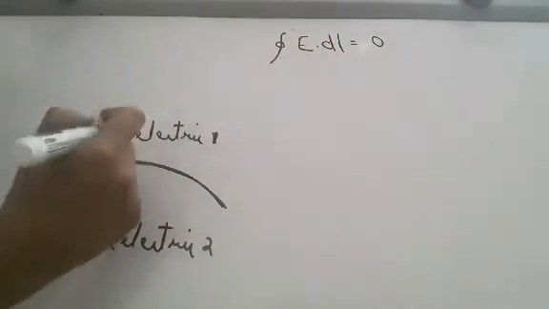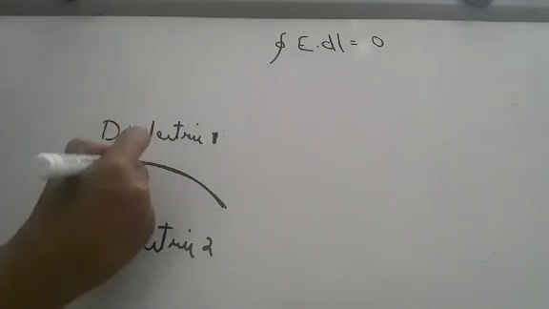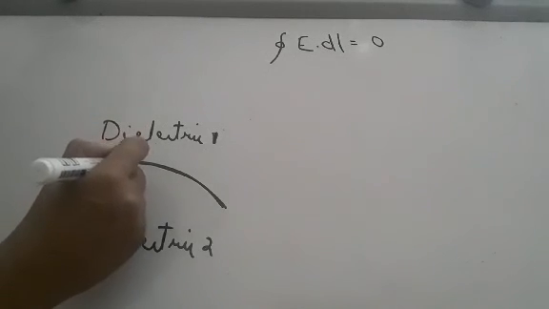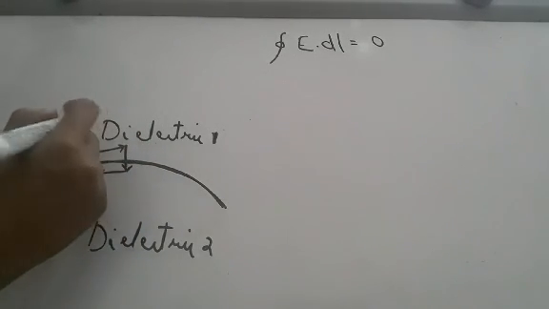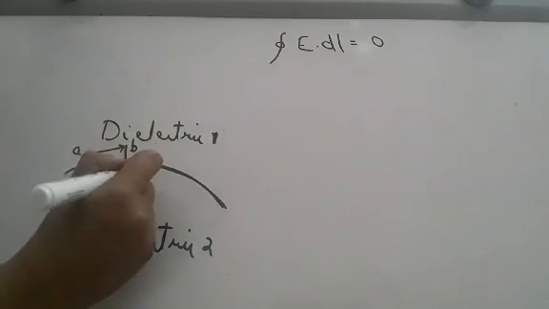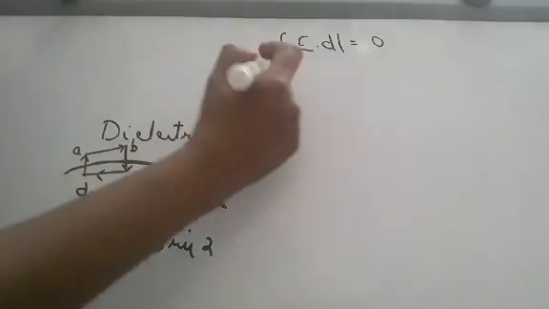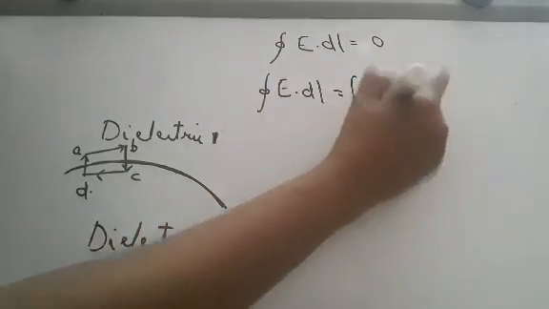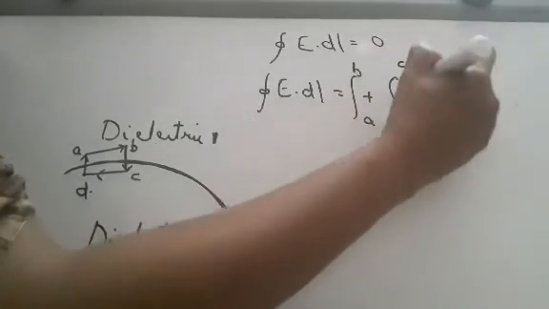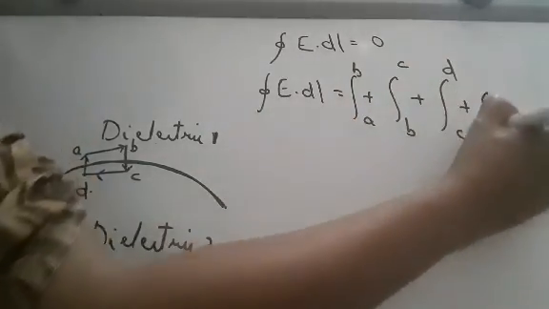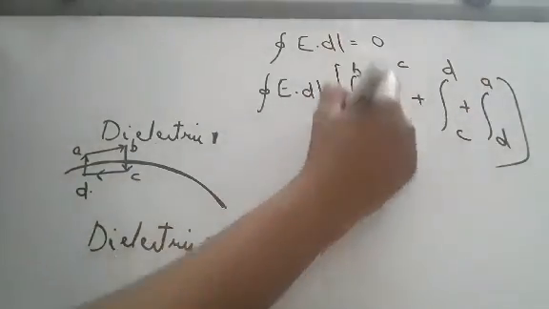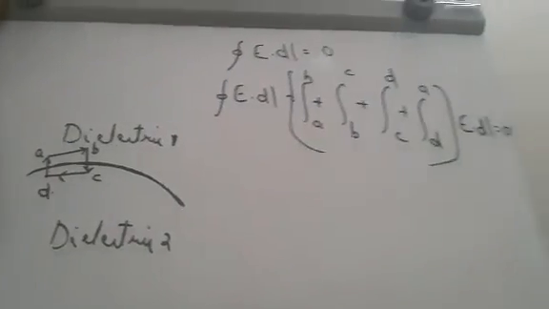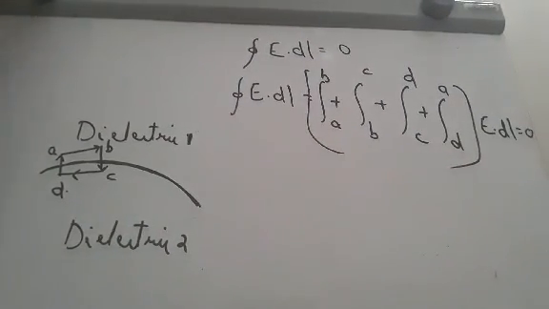And here for that I am taking a small surface like this, A, B, C, D. So here closed line integral of E dot dl is equal to A to B plus B to C plus C to D plus D to A, E dot dl is equal to 0.